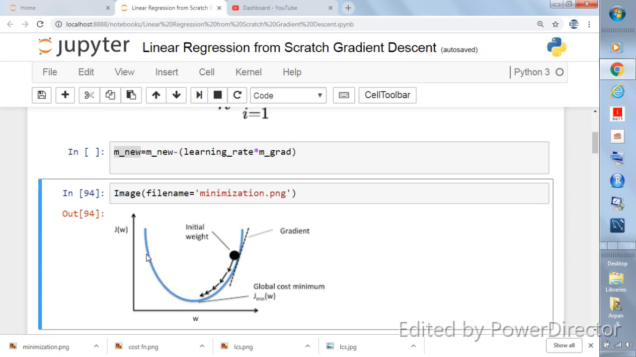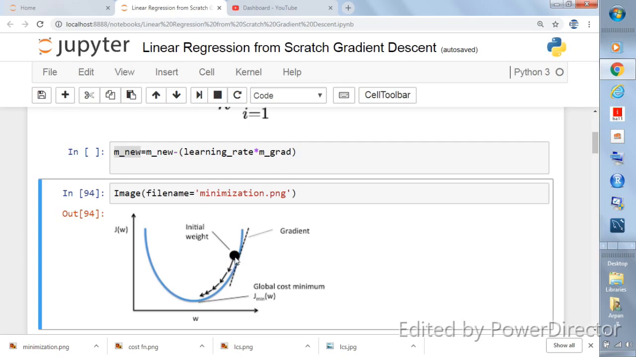So if we are here, we will go towards this side, because if we move from left to right, the new values will be larger. As we go from right to left, m will decrease. That means w will decrease. So if we are on the right-hand side, we get the slope as positive, and negative and positive becomes negative. So new m will be a little less than the initial value.